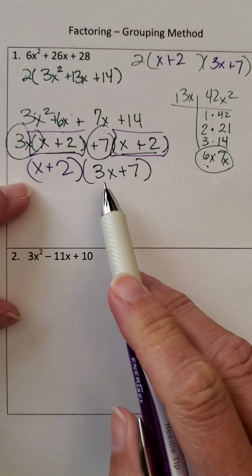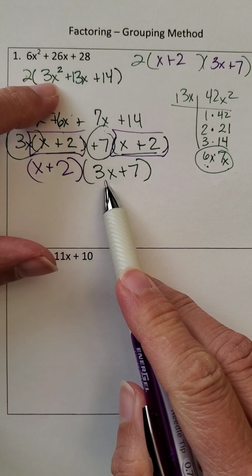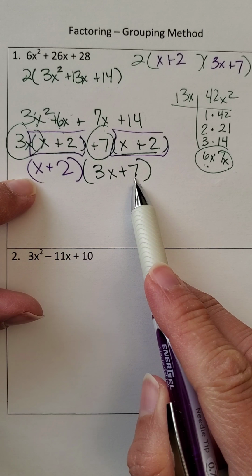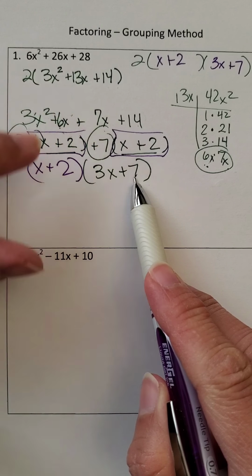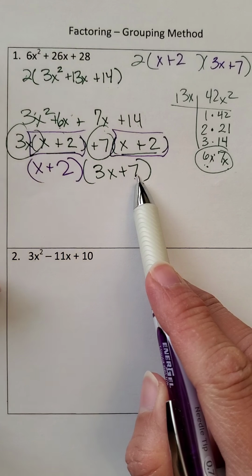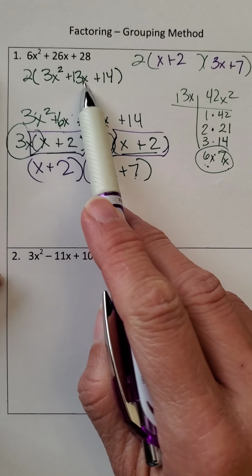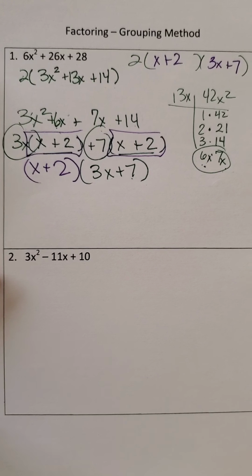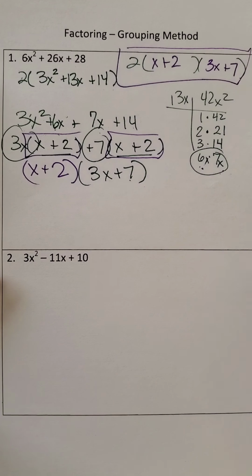So does x times 3x really get me 3x squared? Yes. Does 6x plus 7x get me my 13x? And does 2 times 7 get me my 14? Yes, it does. And then if I multiply all those, the 2 by 3, I can see that that's going to be my answer. So this is my final answer.